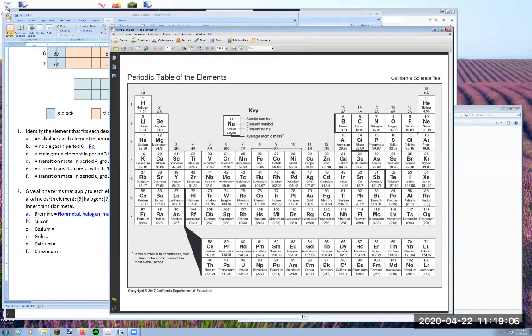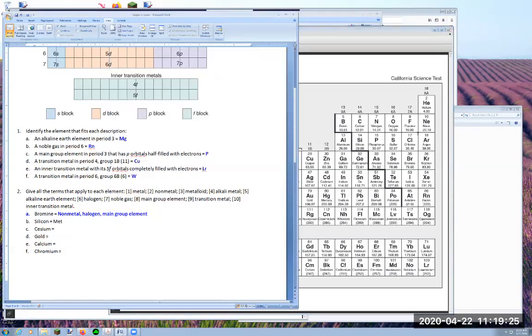The metalloids are boron, silicon, germanium, arsenic, antimony, tellurium, and astatine. So 1, 2, 3, 4, 5, 6, 7 of them only. Polonium and aluminum are not metalloids. So silicon is a metalloid. So it cannot be a metal and a non-metal because it's a metalloid.